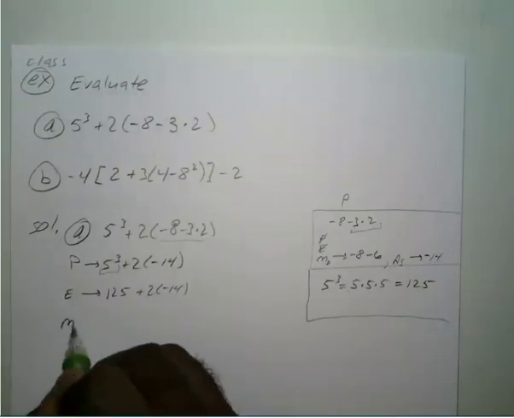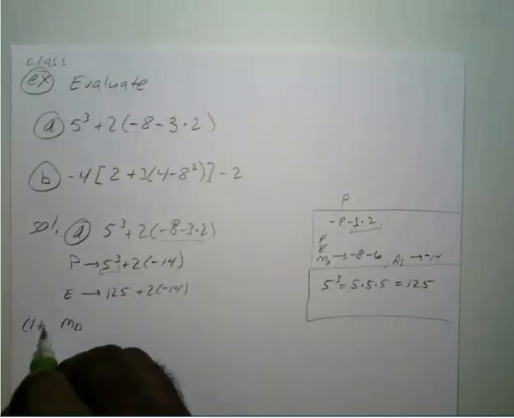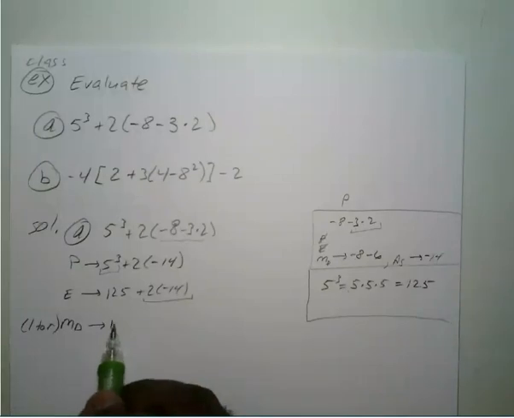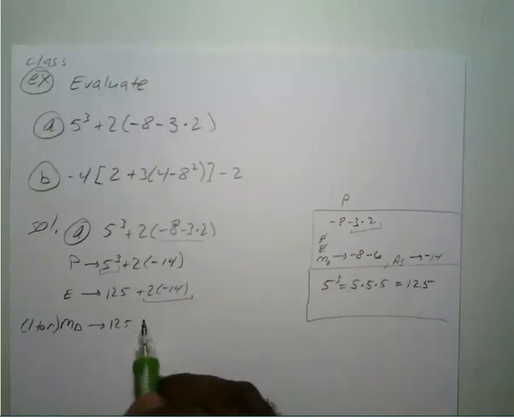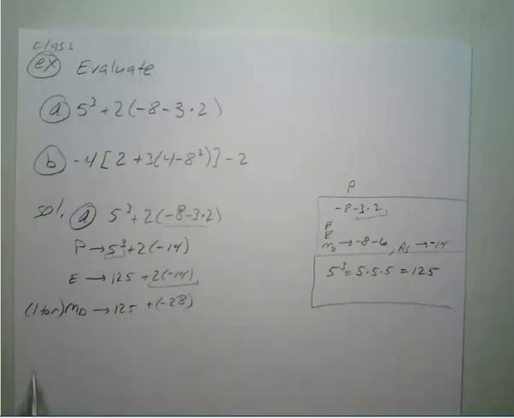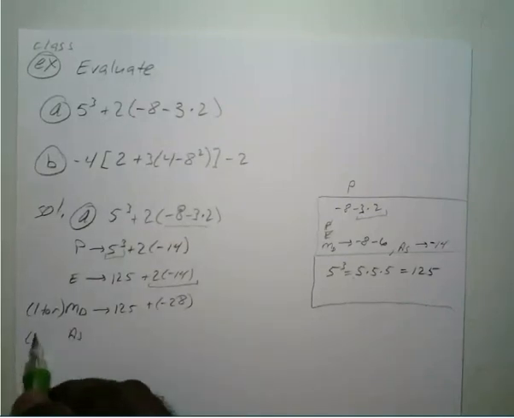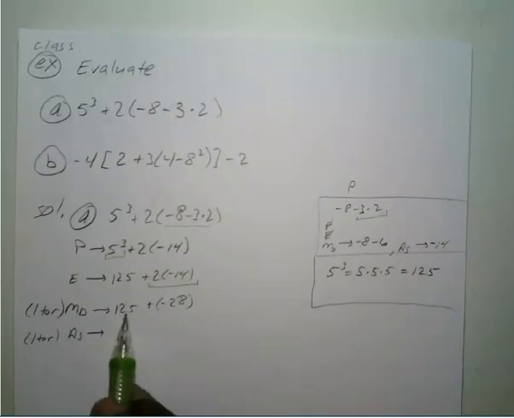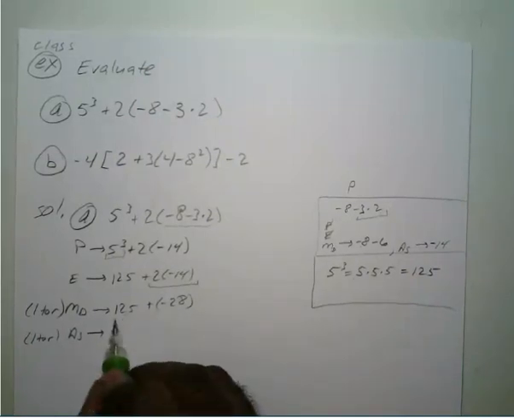Now we do our multiplication and division from left to right. And this is the only multiplication we have. So we have 125 plus 2 times negative 14 is negative 28. Now we do our adding and subtracting. We don't need to put the left to right, but I'm going to do it anyway. So 125 plus negative 28 is positive 97.